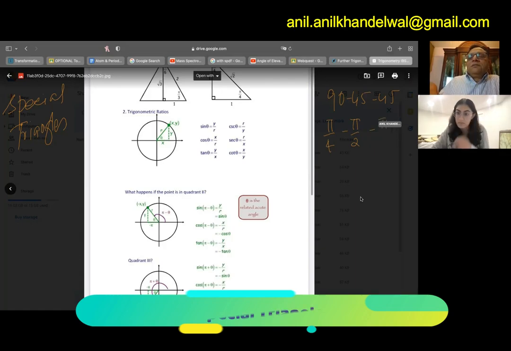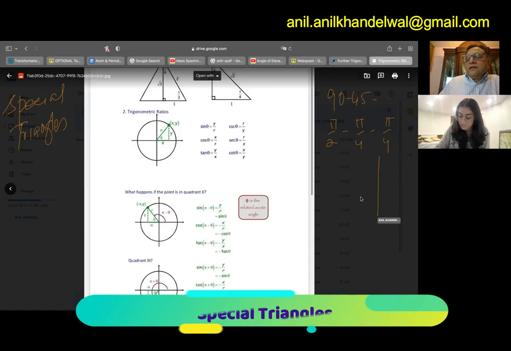Sorry, 90 in radians is what? 90 in radians is pi by 2, right? Yes. And 45 is pi by 4, correct? Yes. So this is one right angle triangle. So in this right angle triangle, we know that two sides are equal, right? Two legs are equal, correct? And therefore, you get 45 degrees. Or since we are working in radian, we should be writing pi by 4.